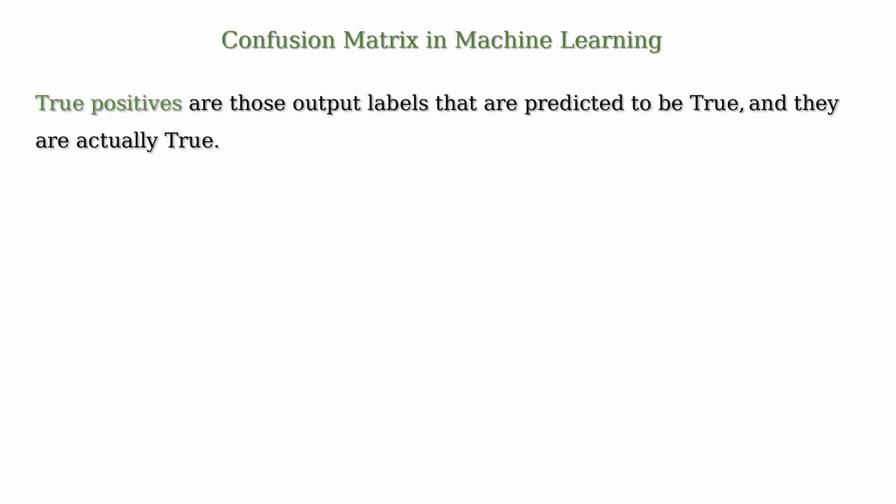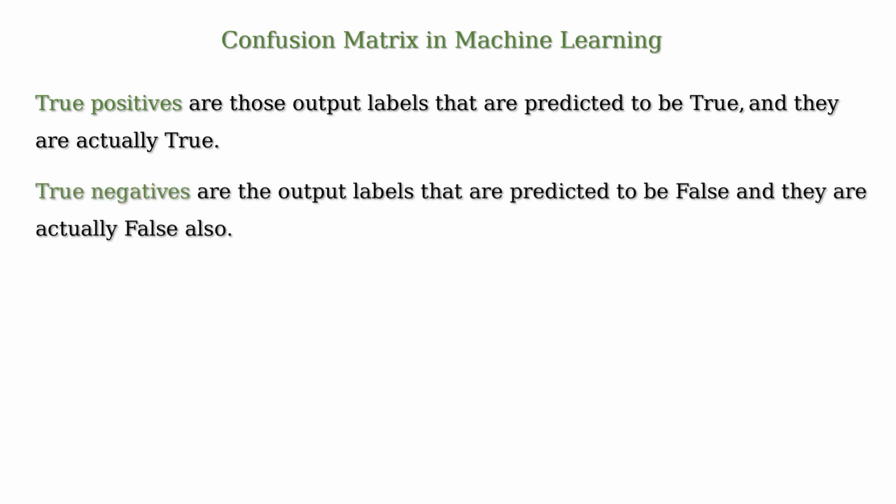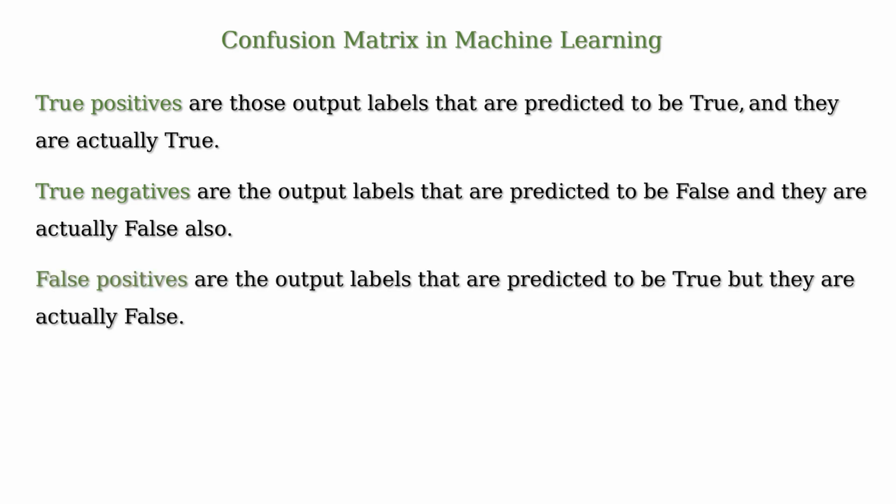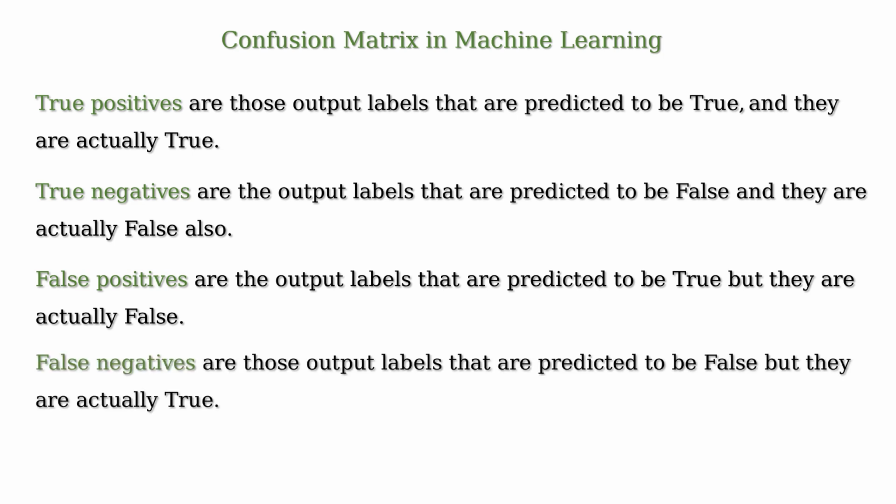True positives are those output labels that are predicted to be true and they are actually true. True negatives are the output labels that are predicted to be false and they are actually false also. False positives are the output labels that are predicted to be true but they are actually false. And false negatives are those output labels that are predicted to be false but they are actually true.